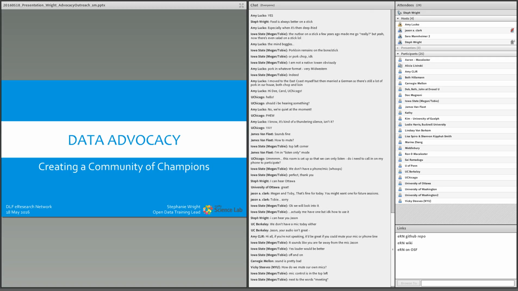as Jason mentioned, I was formerly at the University of Washington. I'm now at the Mozilla Science Lab, and I've been asked to speak to you today about data advocacy. When I'm talking about data advocacy, I will be talking to you about advocating externally to people outside your institution and the profession, as well as internally. So internally meaning inside the profession as well as inside your institution.